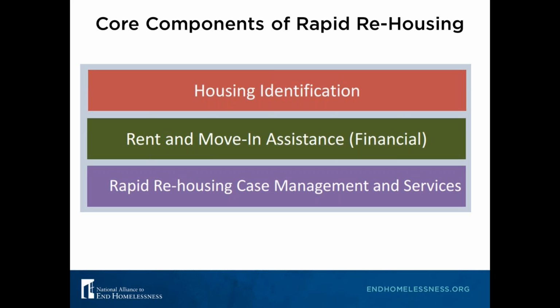I know that most of you already know the core components of Rapid ReHousing. I'm just going to give you a quick recap. Rapid ReHousing is an intervention designed to help individuals and families quickly exit homelessness and return to permanent housing. Rapid ReHousing is offered without preconditions, and the resources and services provided are typically tailored to the unique needs of the household. The core components of Rapid ReHousing include housing identification, rent and move-in assistance, and case management and services. Though Rapid ReHousing must have all three core components available, it's not required that a single program provide all three services or that households utilize all of them.